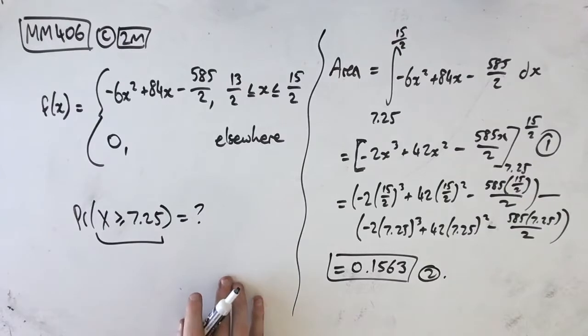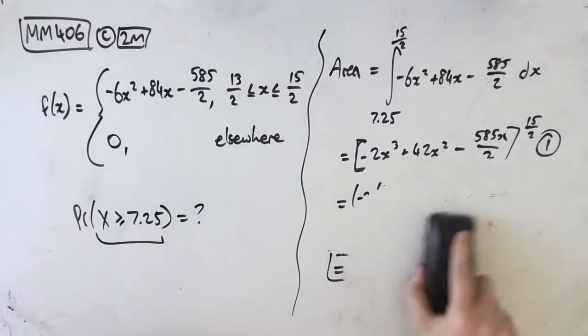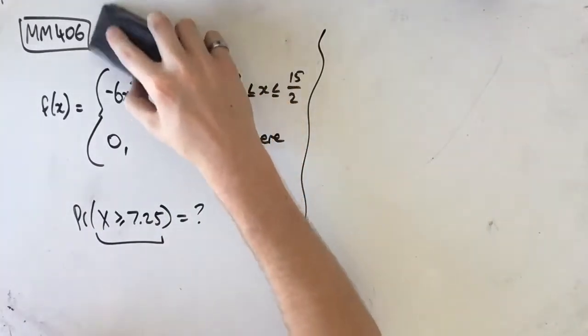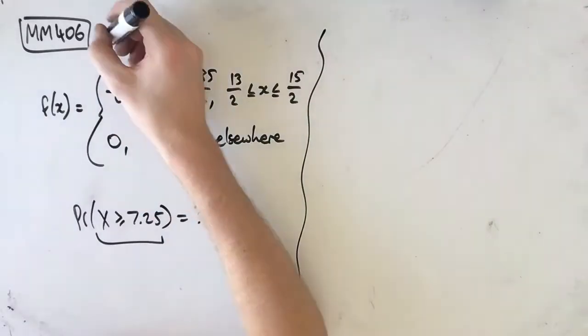So guys, that's it for part C. Let's move on to part D. Part D is very similar to part C, except almost the opposite, if that makes sense. So it's a 2-mark question again.